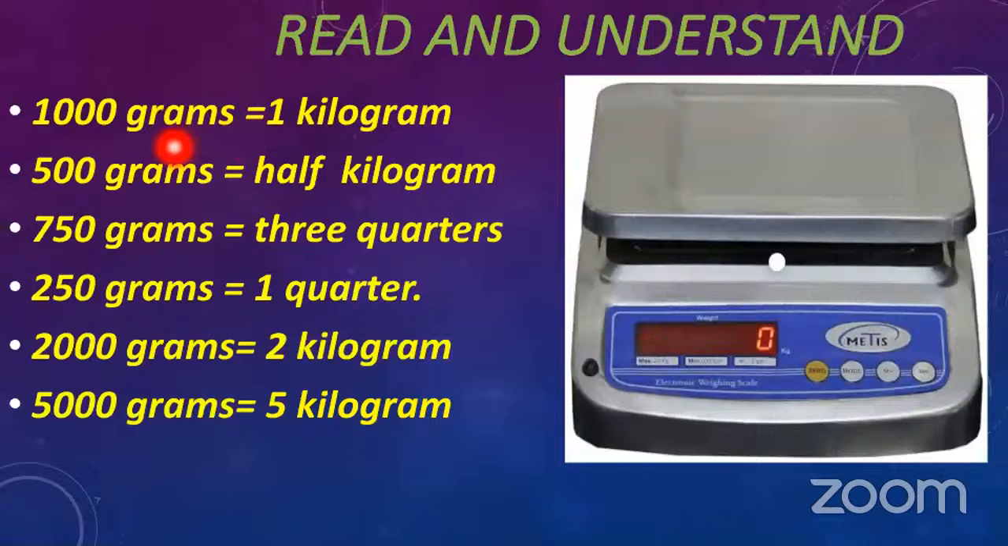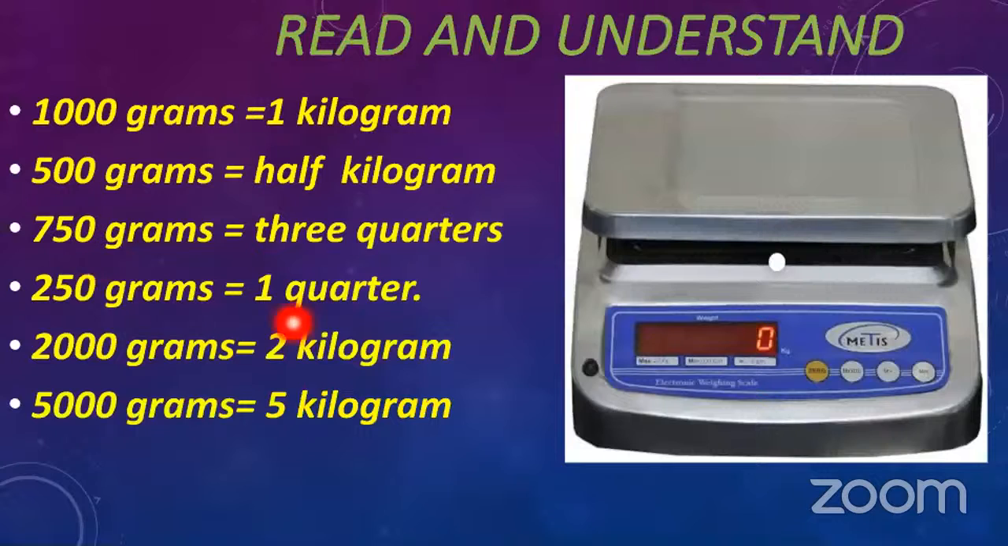Look here, if you want to buy 1 kilogram of anything, suppose we take the example of sugar. If you keep 1 kilogram of sugar over here, you can see the number 1000 grams. In this way, if you buy half a kilogram, the digital screen will show you 500 grams. If you put three-fourths of a kilogram on this plate, the digital screen will show you 750 grams.